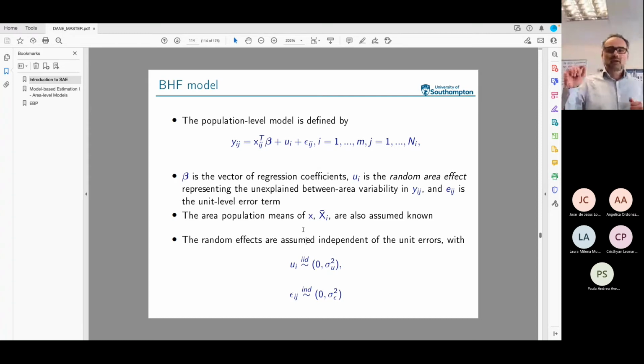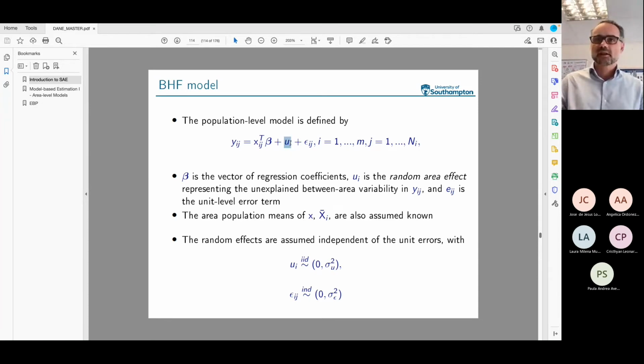Now the Battese-Harter-Fuller model also relies on a mixed effects or a random effects model, right? So here is the model. What the model says is that your Y_ij, your income in municipality i and household j, is equal to a set of covariates x_ij times a set of regression coefficients associated with each one of these covariates, beta, plus a random effect for municipality i.